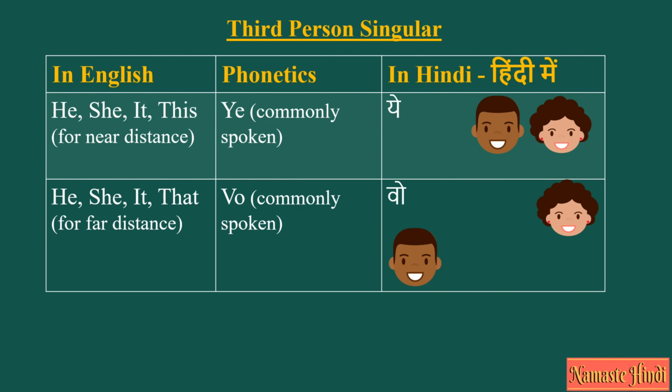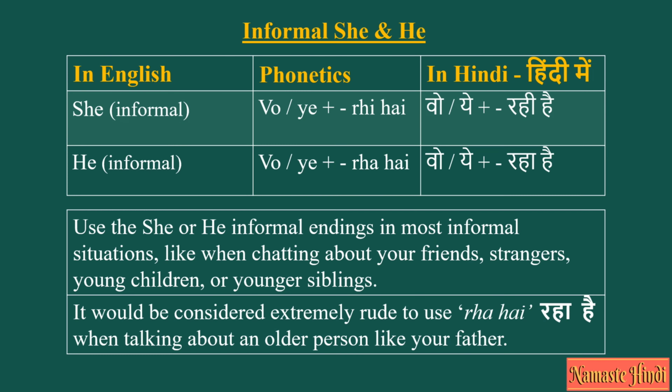Ye is used when you're talking about someone or something that is close to you in the physically distant sense of the word. So if someone stood right next to you, then you would use the word ye. Wo is used when you're talking about someone or something further away. So if the person you're talking about is on the other side of the street, you would use wo.